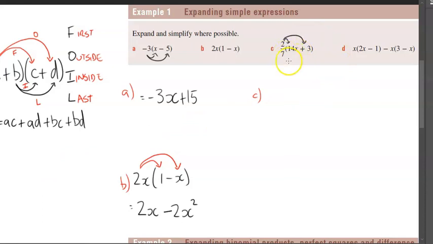Alright, with C, we're distributing out 2/7 to 14x and 2/7 to 3. And your multiplication of fractions still apply, the rules still apply.